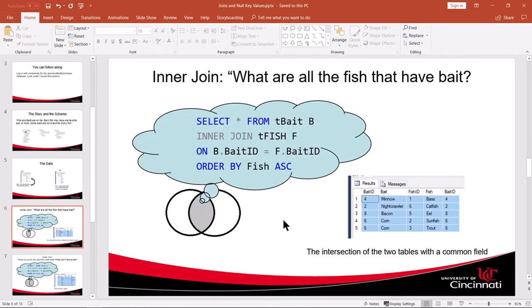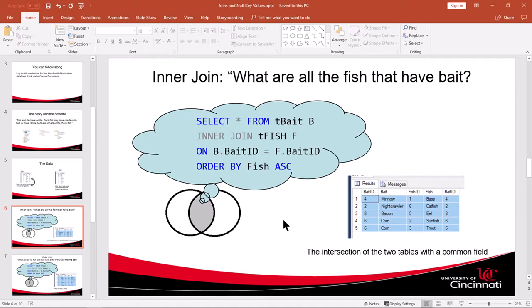In the next slide, we introduce the concept of the inner join. We're relating the two tables by their common field. The common field is bait ID. Each table has a column called bait ID. In the bait table, bait ID is the primary key. In the fish table, bait ID is the foreign key.